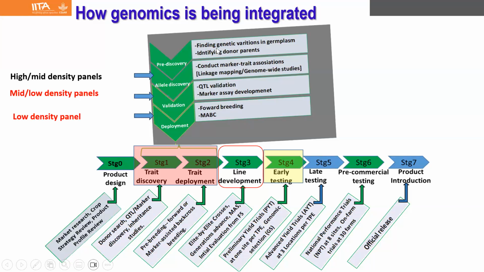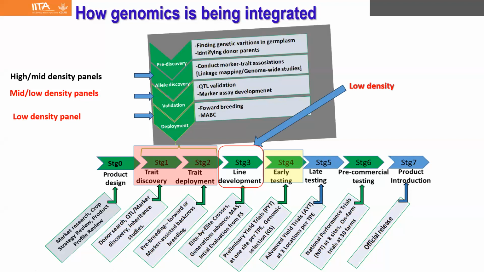The data accumulated from those characterizations are put into a trait discovery process through running a number of GWAS or linkage mapping to identify interesting alleles that are needed in the breeding program. And those go through validation, and eventually validated markers are deployed in the breeding program.